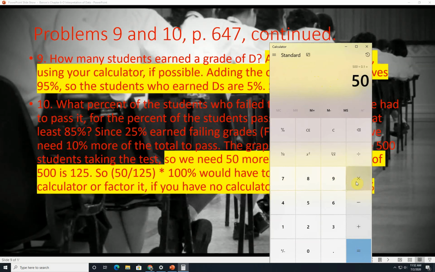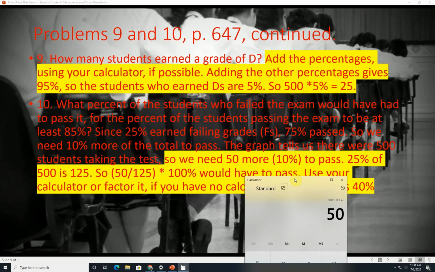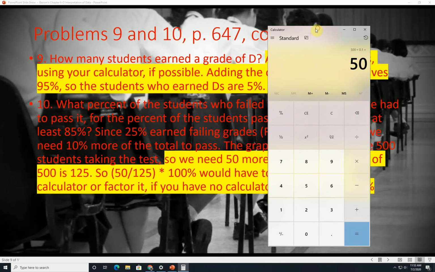So 50 over 125, because we know 125 actually failed. So that's 0.4. Just multiply that by 100 and you get 40%. So 50 over 125 times 100% would have had to pass.